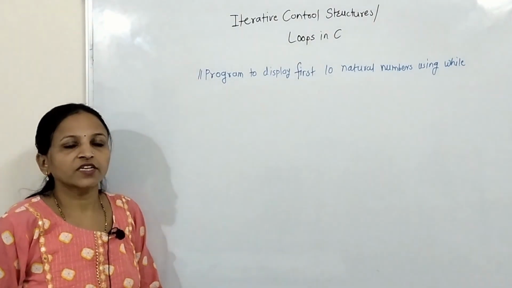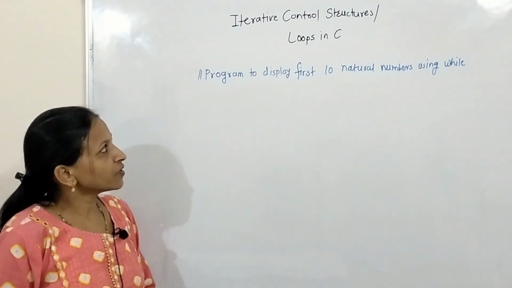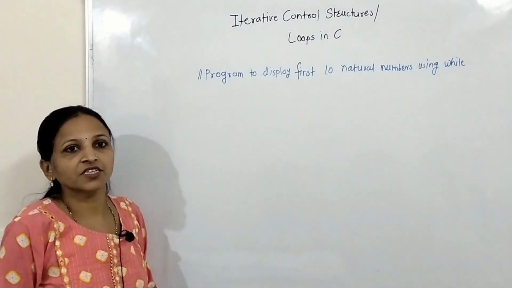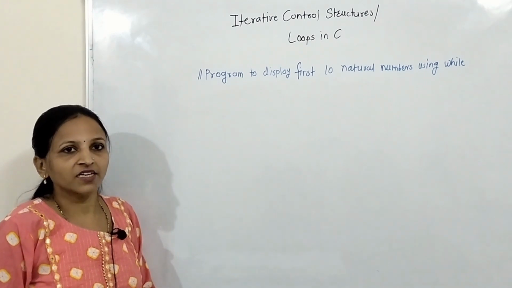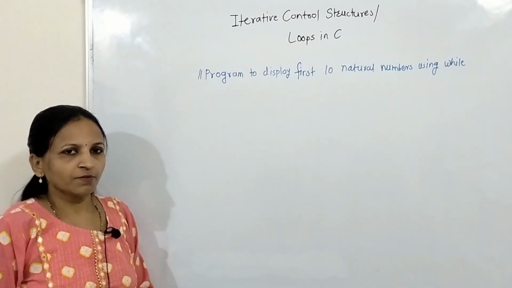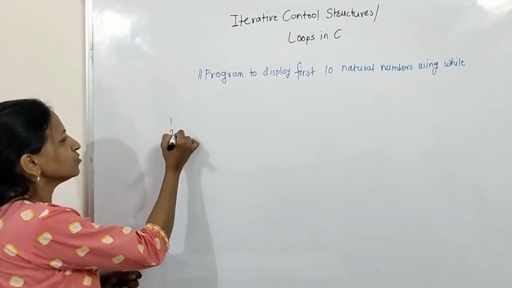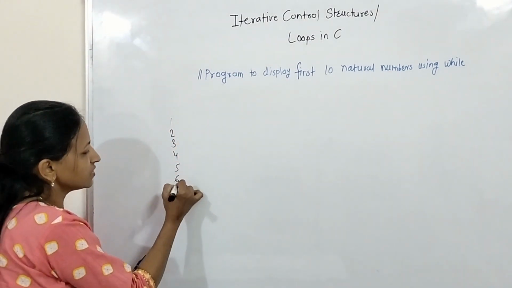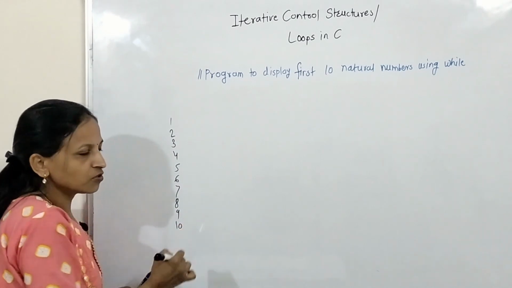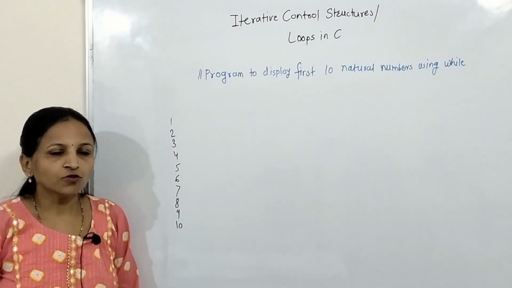Now see, I am going to explain one more program, that is a program to display the first 10 natural numbers using while. How to do this program? First 10 natural numbers means what? We have to display 1, 2, 3, 4, 5, 6, 7, 8, 9, 10 onto the output screen. How to do this program?